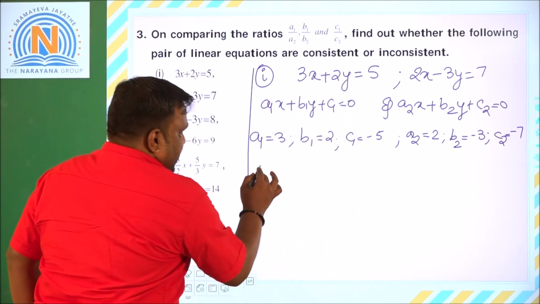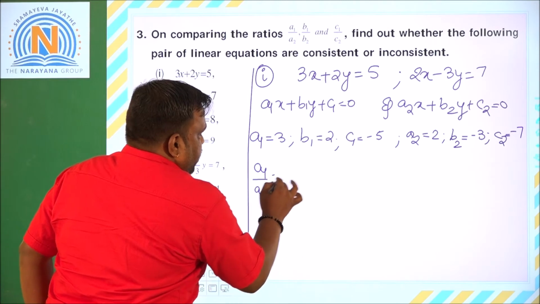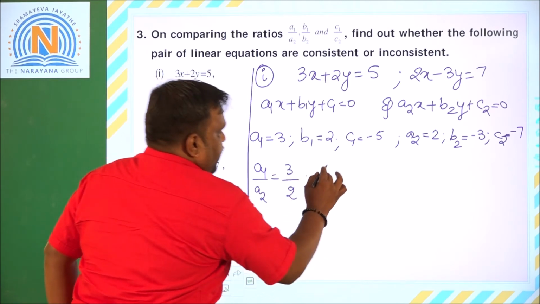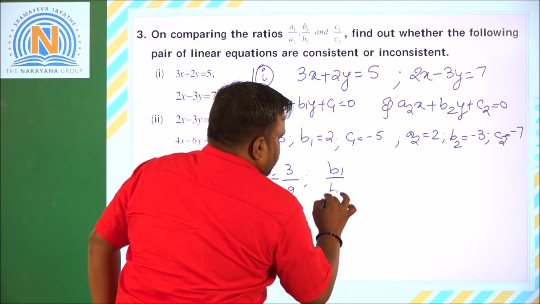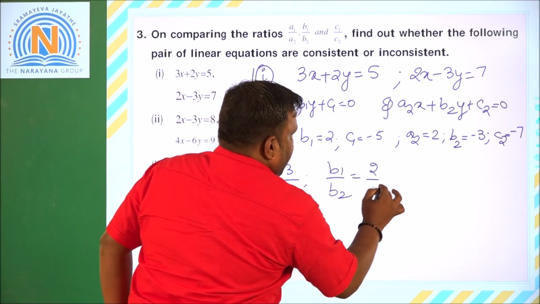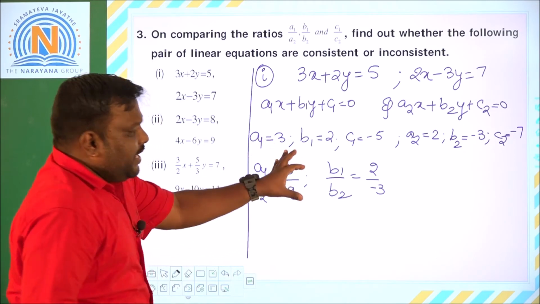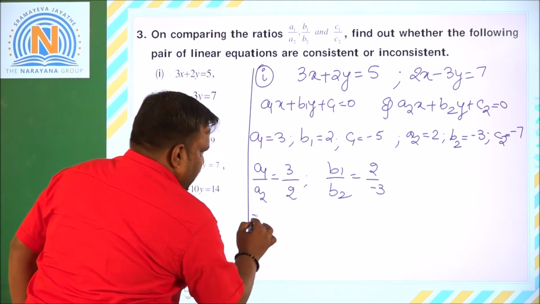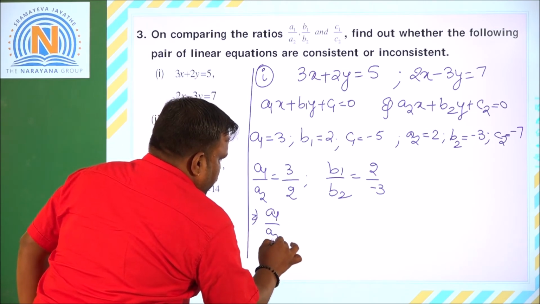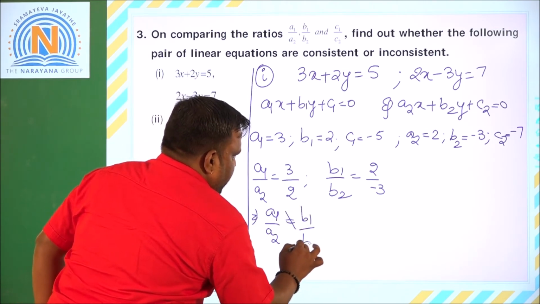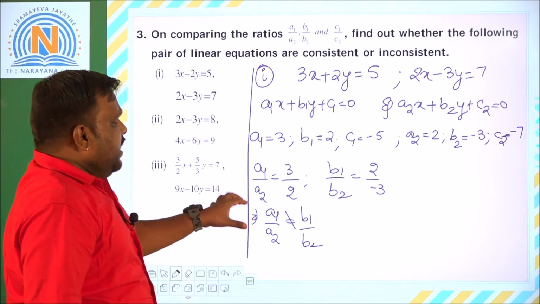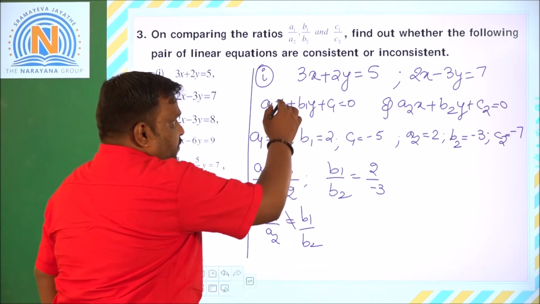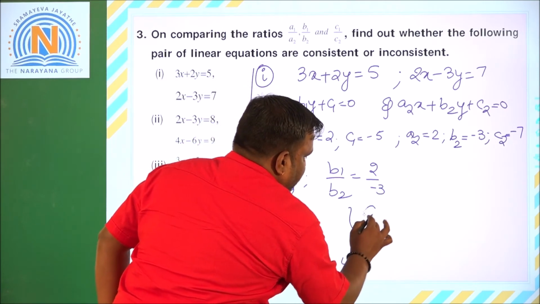So first, take a1 by a2, it is 3 by 2, and b1 by b2, that is 2 by -3. If these two were equal, then we would have gone to the case of c1 and c2. See, if you observe this properly, here we are getting a1 by a2 not equal to b1 by b2. Since a1 by a2 is not equal to b1 by b2, the pair of equations we are having here is consistent.